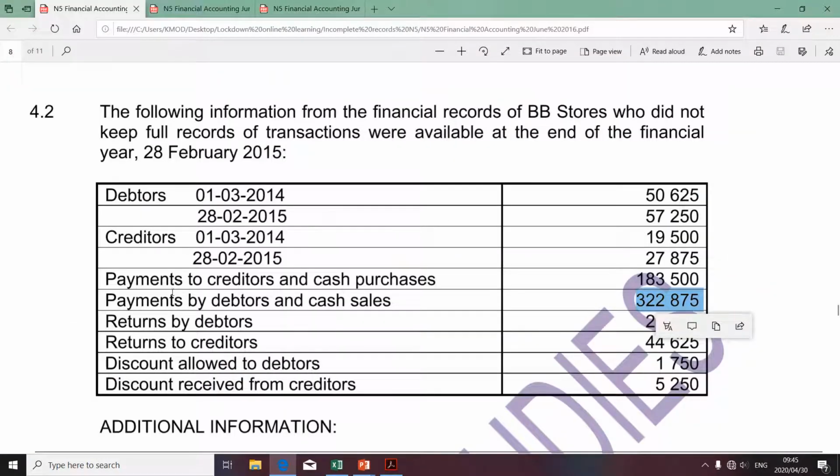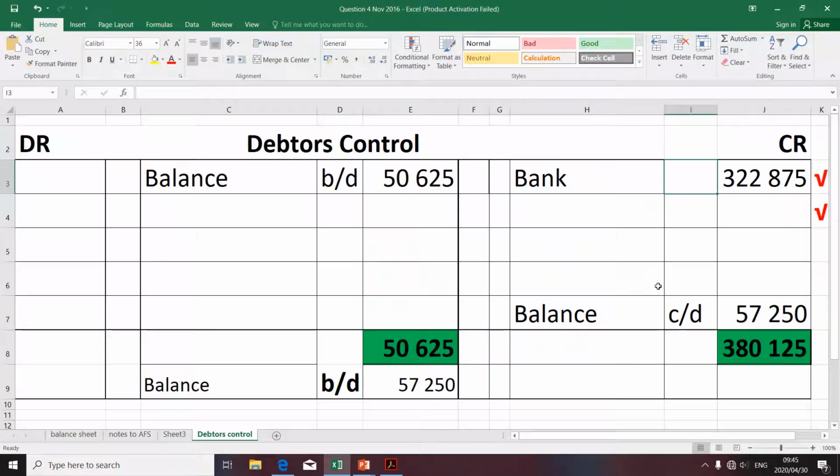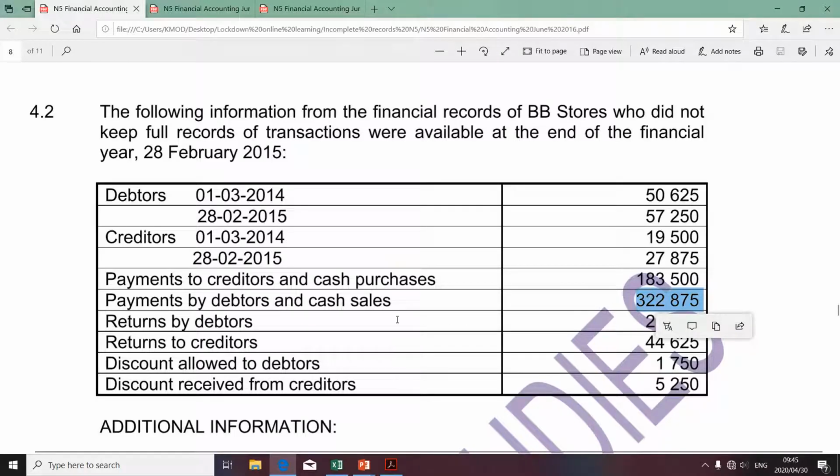Just quickly let me explain. It relates to both debtors and cash sales. When we reconstruct the debtors control account, we're going to take that amount and put it under debtors control, because we do not have the luxury to clearly distinguish between payments by debtors and cash sales. So we're just simply going to take the entire amount to debtors control.